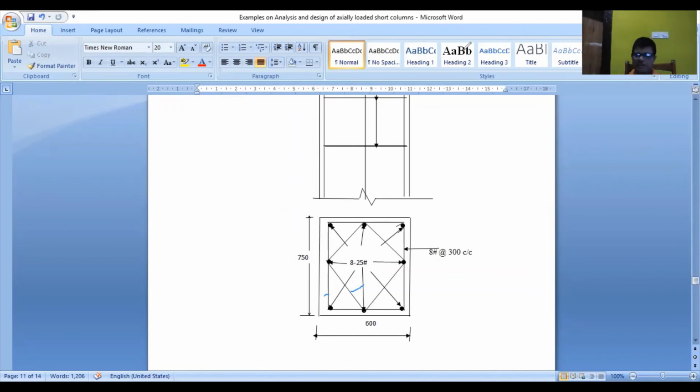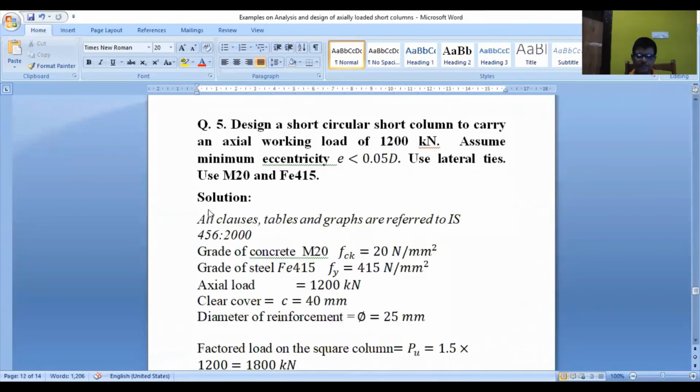Now we'll go for another example problem, that is the design of a circular column. What is written here, you see: design a short circular column to carry an axial working load of 1200 kilonewton. So you multiply by 1.5 to find the ultimate load. And here it is assumed minimum eccentricity is equal to 0.05 d. So it is given as a short column, and minimum eccentricity is given. So don't check both things for this problem.